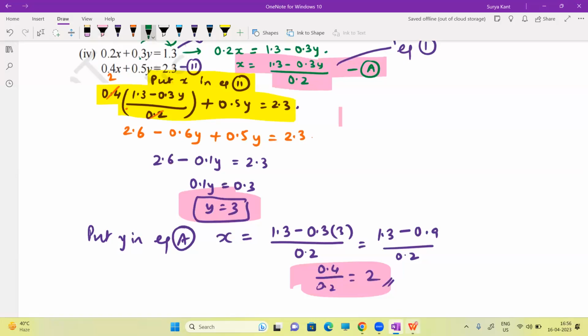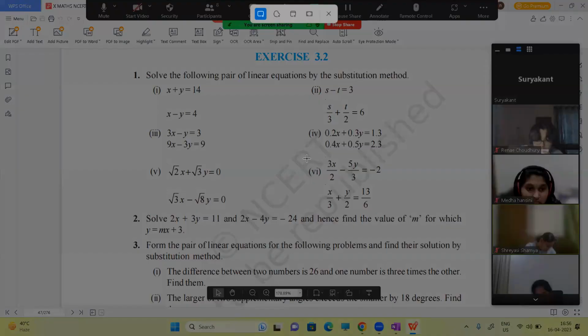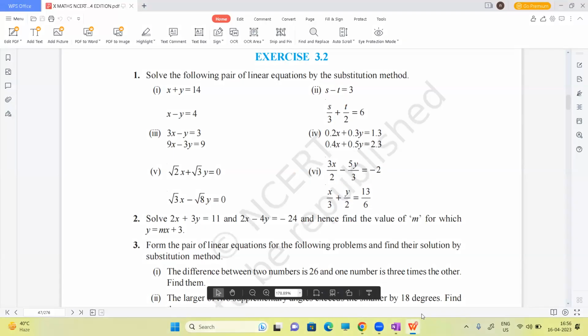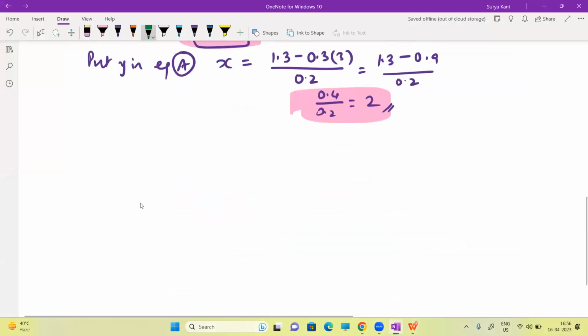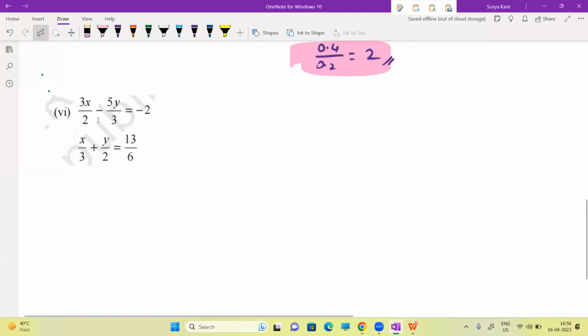Next question, the last one we do now. Question number 6. The fifth one was easy only. Question number 5 was solved over here. Question number 6 is here. Has anyone solved this question?